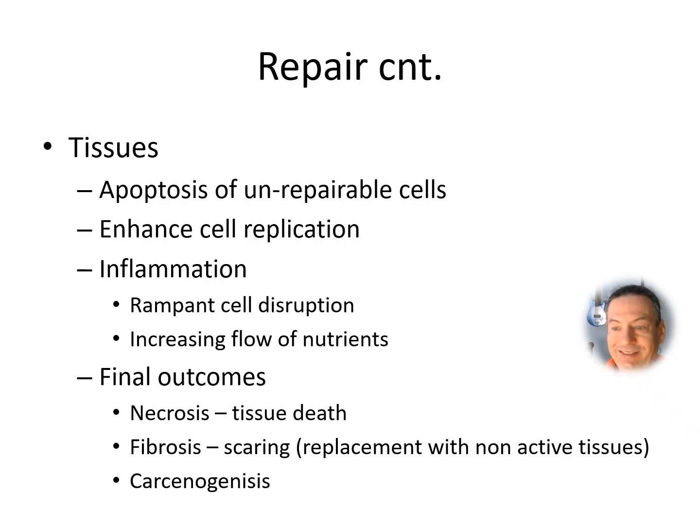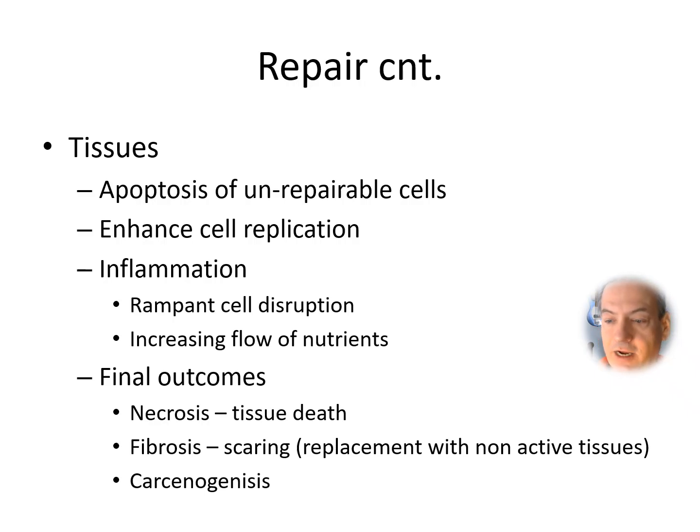Now, jumping up to the tissue level for repair. At this point, you are able to start replacing missing tissues. If the cells are unrepairable, then you need to go ahead and just kill them with apoptosis. Again, it's a good thing. You can recycle the materials. You don't have to worry too much about the loss of things. You also will encourage more cell replication.